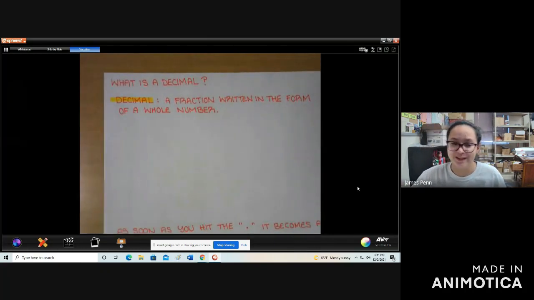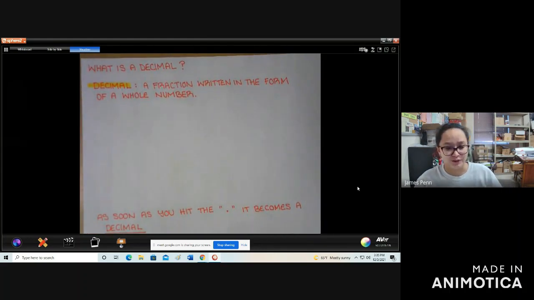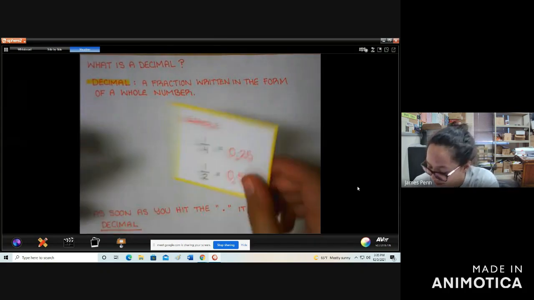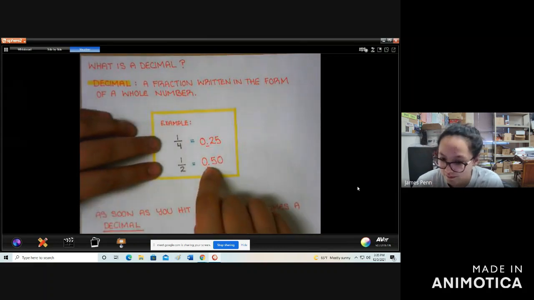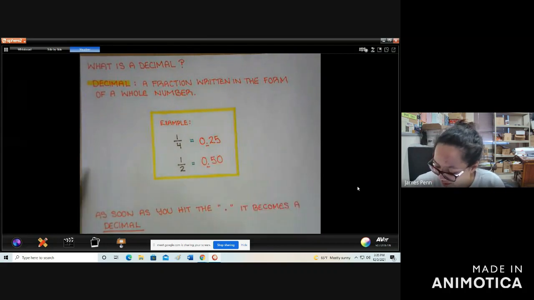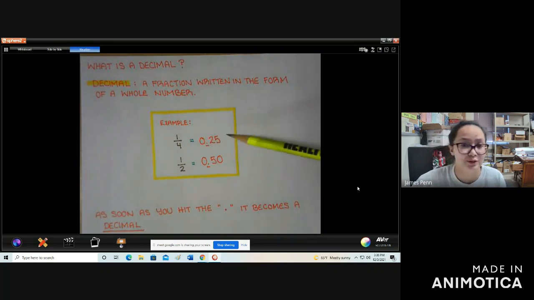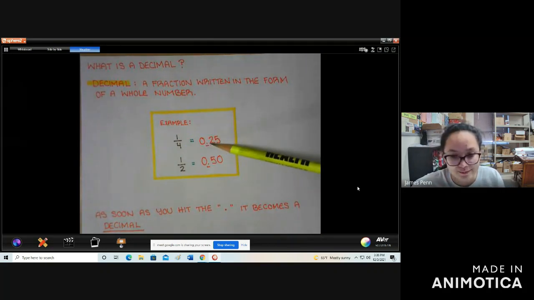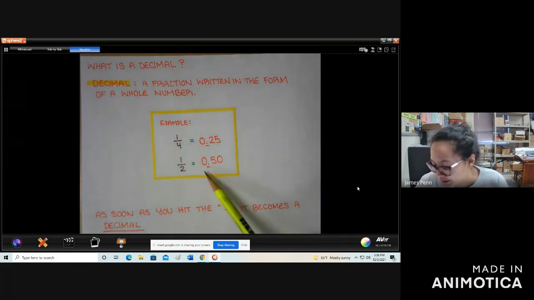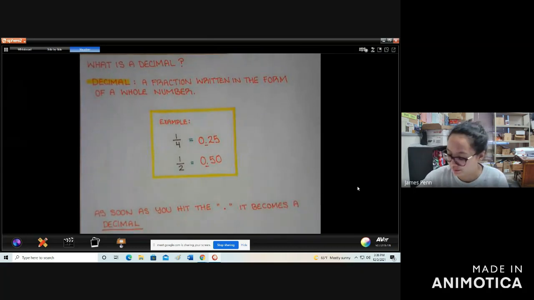So you might be asking yourself, what is a decimal? A decimal is a fraction written in the form of a whole number. As soon as you hit the little period or dot in a number, then it becomes a decimal. We can see right here, 1/4 was a fraction, but now it turns into 0.25, and the point makes the decimal. 1/2 is equal to 0.50. The point makes it a decimal.